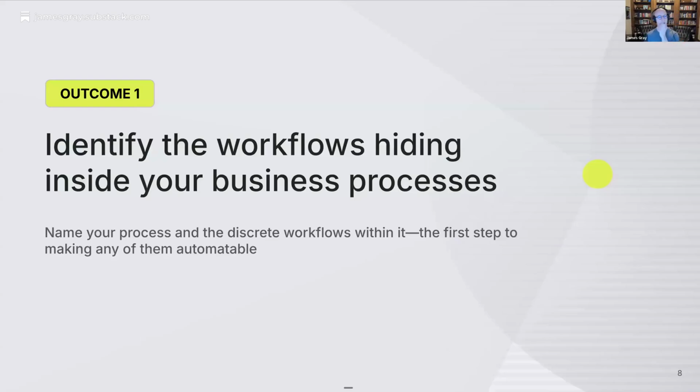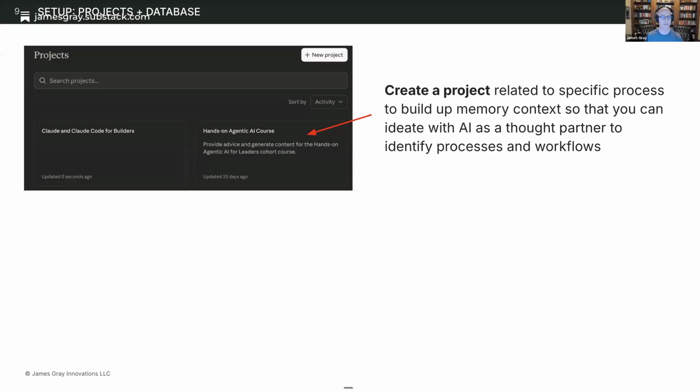So let's first talk about how we go about identifying our business processes. This is how I do it. Again, I'm going to share just how I do it. The first thing that I would do, let's say you've got this process or this workflow, and you really want to get down to the building blocks and understand how it works. What I do, I use Claude a lot. I create a project, and I've got a couple projects here for my course.